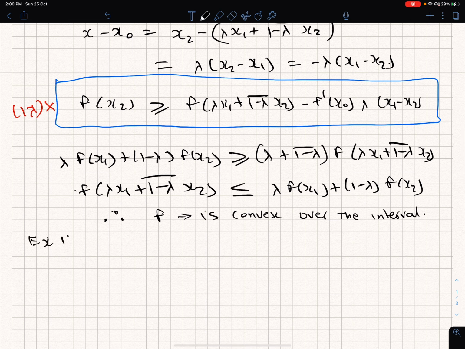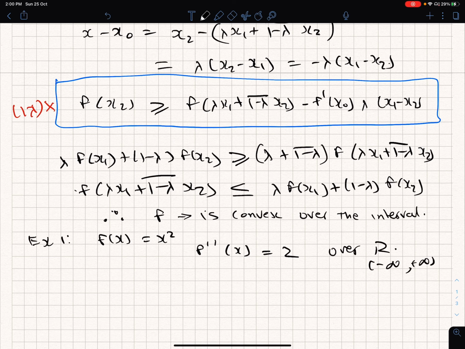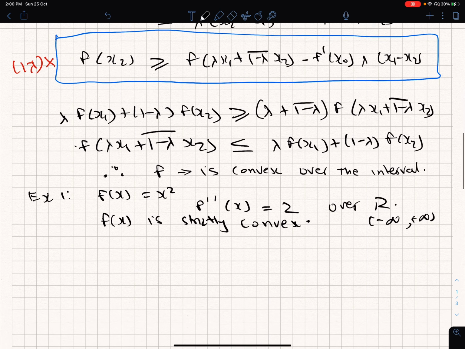So example one, f of x is equal to x square. f double dash of x is 2, which is positive over the interval minus infinity to plus infinity. Since this is positive, we clearly see that f of x is strictly convex. Is it not? Okay.